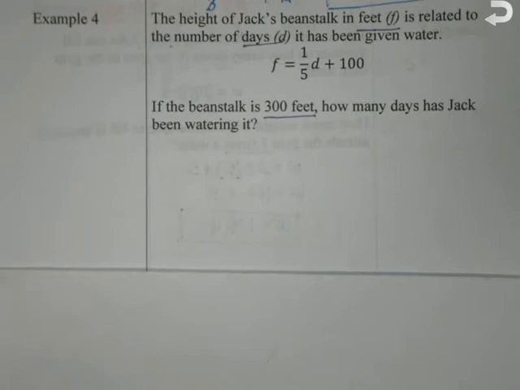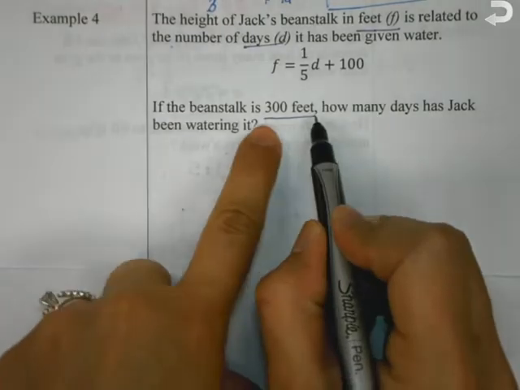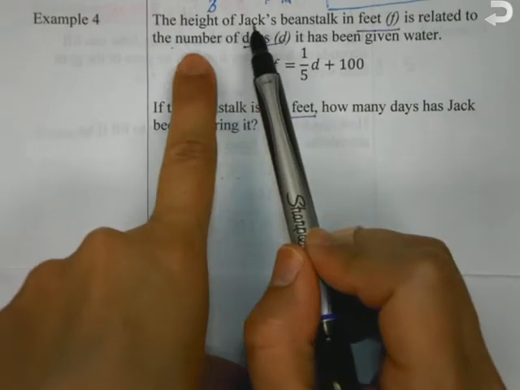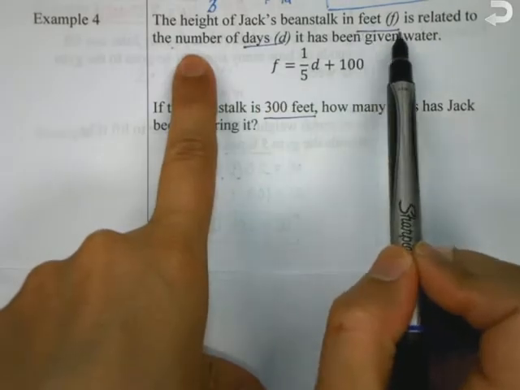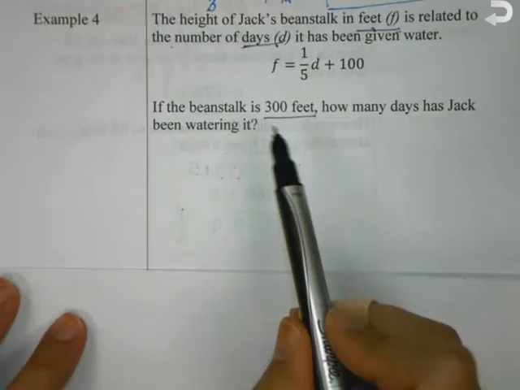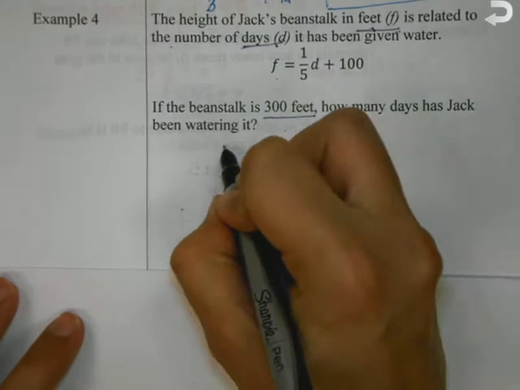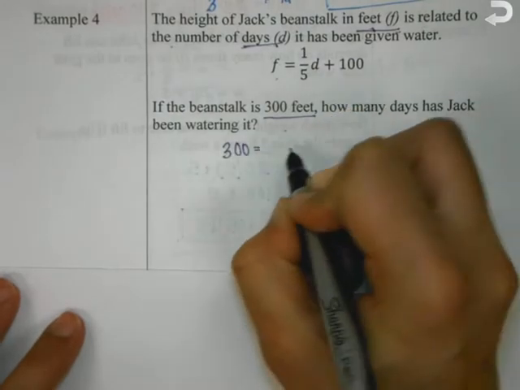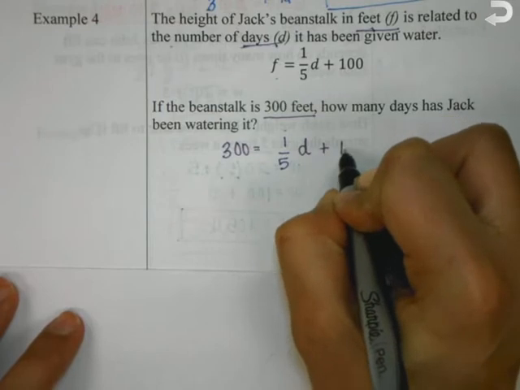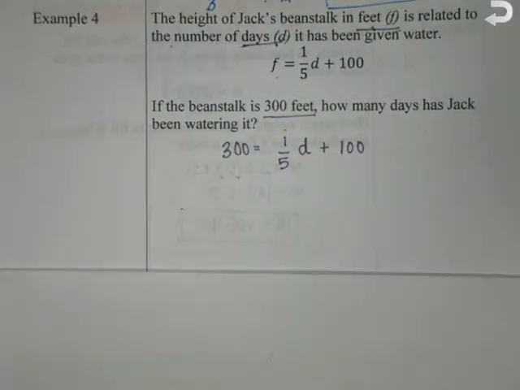Okay, let's look at it. It says 300 feet, right? Looking at the problem up here, is feet F or is feet D? Feet is F, so we're going to plug 300 in for F. So this is going to give me 300 equals 1/5 D plus 100. So all we did was replace F with 300.